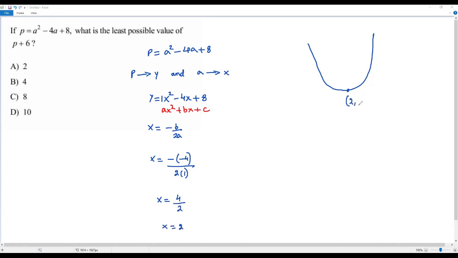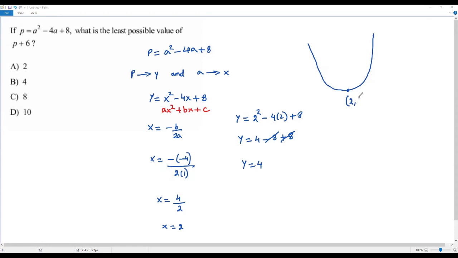Now I got the x-coordinate at the vertex of the parabola, but our aim is to get the y-coordinate, which is the minimum value of y in the given quadratic function. To get the y-coordinate of the vertex, I have to plug in this x-coordinate 2 for x into this function. Let me do it. Then we get y equals 2² − 4 times 2 + 8. Here 2² is 4, −4 times 2 is −8, plus 8. This −8 and +8 will cancel, that is, it will become 0. Then we get y equals 4.